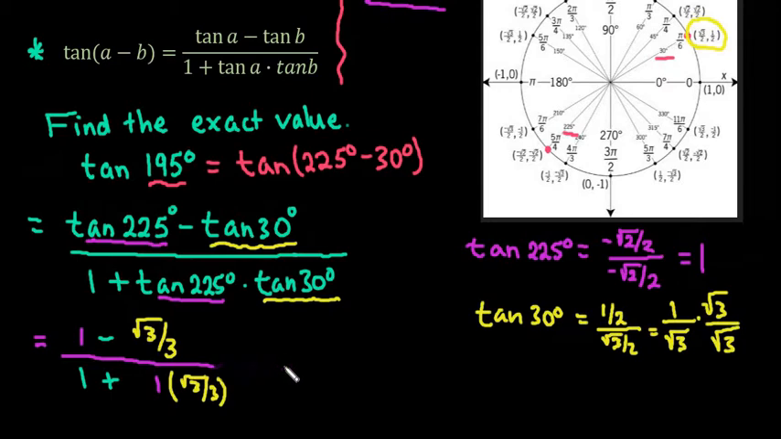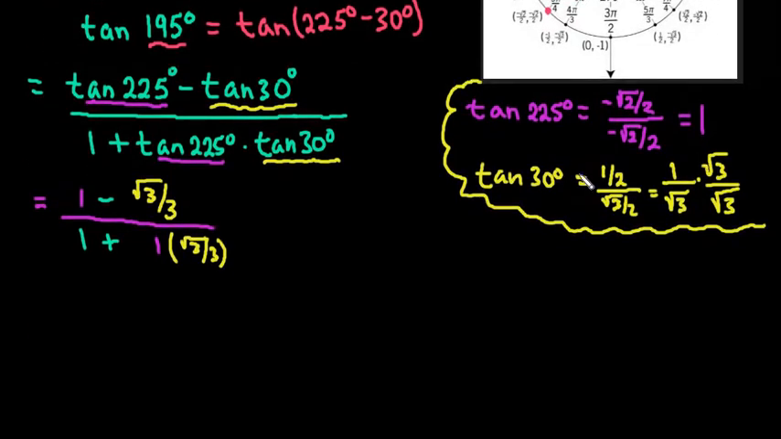Okay, so all we did was replace tangent 225 with an equivalent expression and tangent 30 with an equivalent expression. All right, so now we have to simplify. If we were allowed to leave radicals in the denominator, we could leave it like this, but there are two things going on here that we're not allowed to have. The first one is fractions within fractions, and we also have radicals in the denominator. So we do need to simplify this.